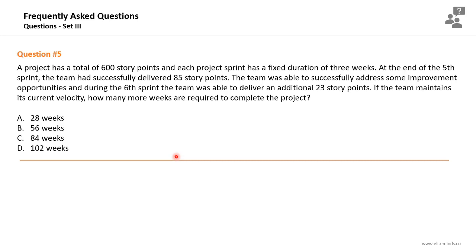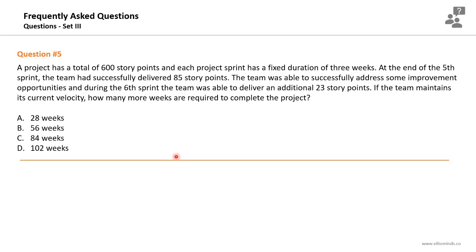Question number 5. A project has a total of 600 story points and each project sprint has a fixed duration of 3 weeks. So overall we have 600 story points in the project and the duration of each iteration or each sprint is 3 weeks. At the end of the 5th sprint, the team had successfully delivered 85 story points. The team was able to successfully address some improvement opportunities, and during the 6th sprint, the team was able to deliver an additional 23 story points. If the team maintains its current velocity, how many more weeks are required to complete the project?